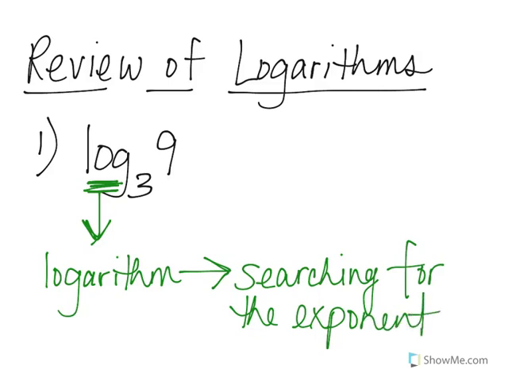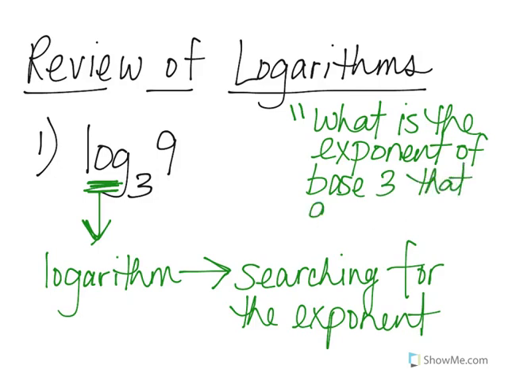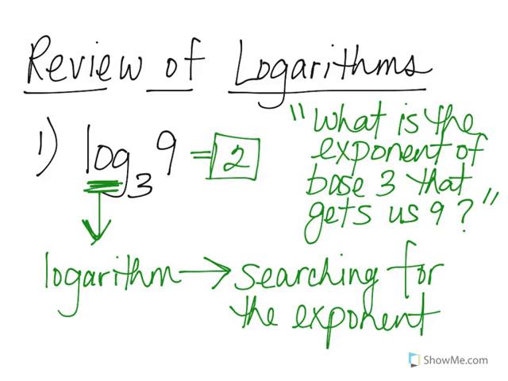So when we see something like this, what we want to think in our mind is: what is the exponent, or logarithm, of base 3 that gets us 9? And since 3 squared equals 9, the 2 is the exponent that we're looking for.